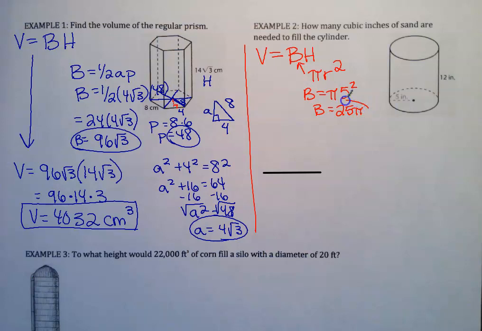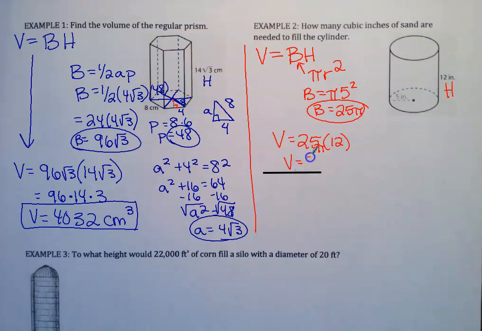So B equals 25 pi. Oh, I thought you said V equals. No, B. B equals 25 pi. We already have the height. What's my height? Well, 12. So volume is just going to be 25 pi times 12. Oh, sorry, 25 pi. Good call. Thank you. So V equals, and you can leave pi in your answer.